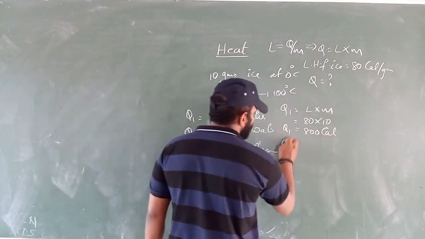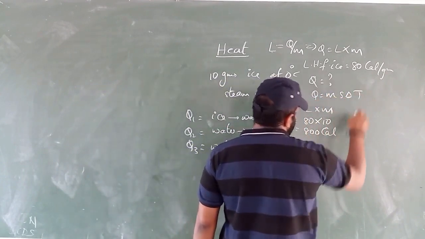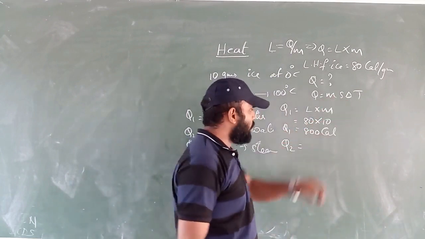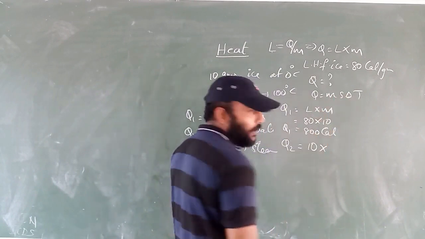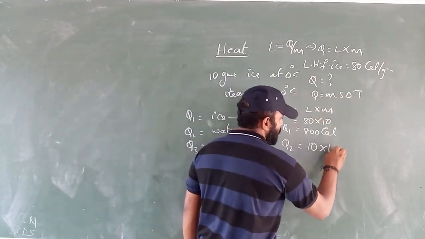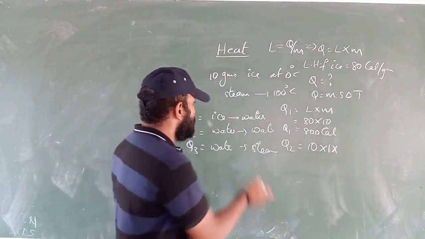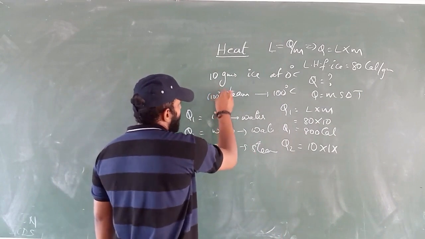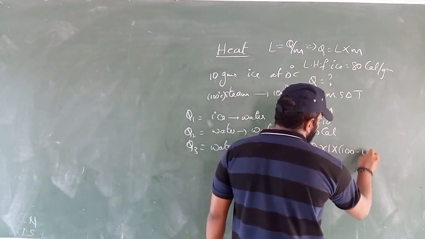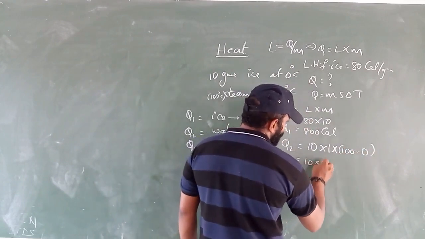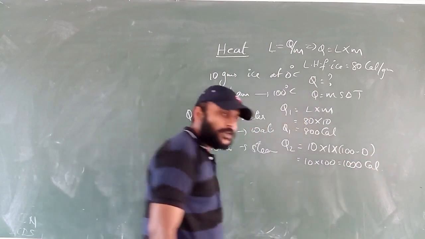Next is the change in temperature. You already know the heat energy formula, Q = M S ΔT. Change in temperature means we have to use this formula. What is the mass of the substance given here? 10. Then the specific heat. What is the specific heat of water? It is 1, into the change in temperature. Change in temperature means final temperature minus initial temperature. Steam means it will be at 100 degrees Celsius, from 0 degrees. So here we can write 100 minus 0. What will we get? 10 × 100, nothing but 1000 calories of heat energy is required.